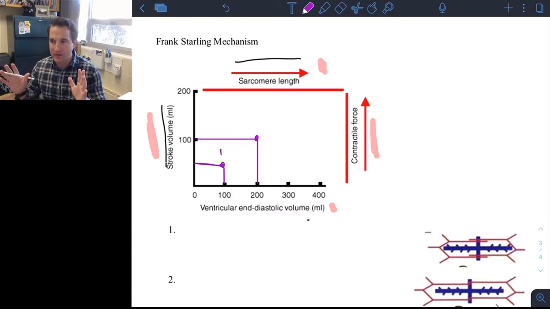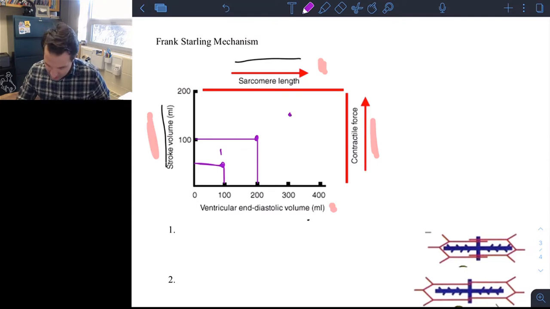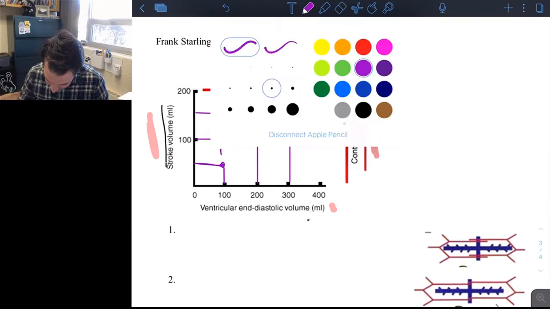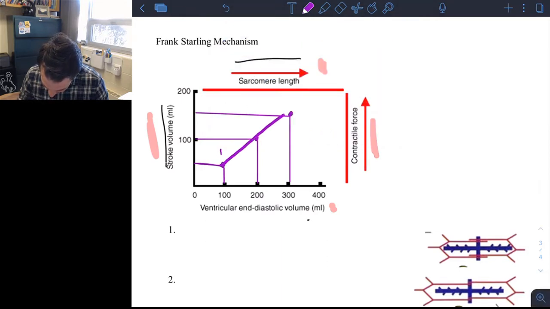I'm not rocking anybody's world right now with these statements. These are pretty obvious, okay? But we're moving in. And now we go to our 300. So we're filling that ventricle even more. And guess what happens? Well, you fill it more and you get a greater stroke volume. You have a greater sarcomere length, and you have more contractile force. Fantastic. So with this, we have a pretty nice linear relationship right there between end diastolic volume and stroke volume.